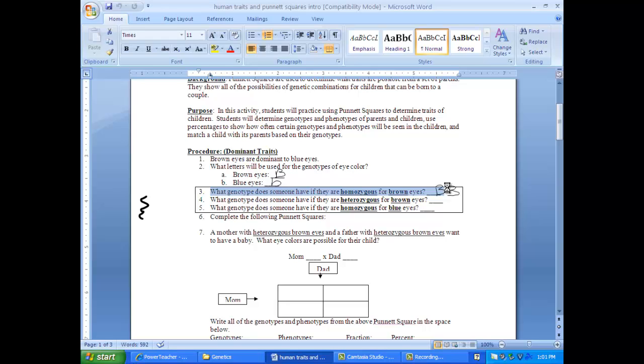Number 4. What genotype does someone have if they are heterozygous for brown eyes? Roz? Good. Big B, little b. Number 5. What genotype does someone have if they are homozygous for blue eyes? Joseph? You got it. So homozygous recessive.